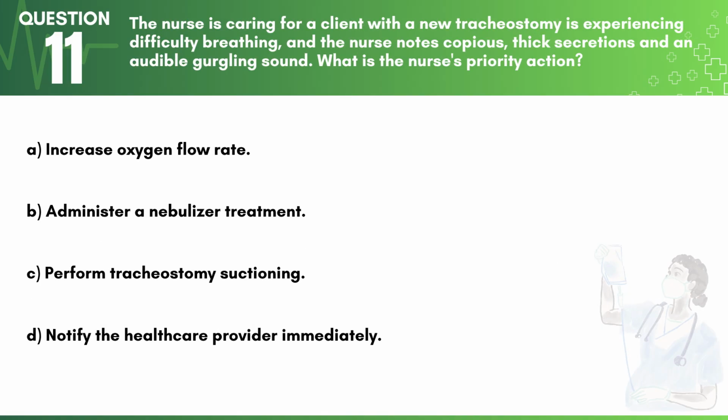Question 11. A client with a new tracheostomy is experiencing difficulty breathing, and the nurse notes copious, thick secretions and an audible gurgling sound. What is the nurse's priority action? A. Increase oxygen flow rate. B. Administer a nebulizer treatment. C. Perform tracheostomy suctioning. D. Notify the healthcare provider immediately.